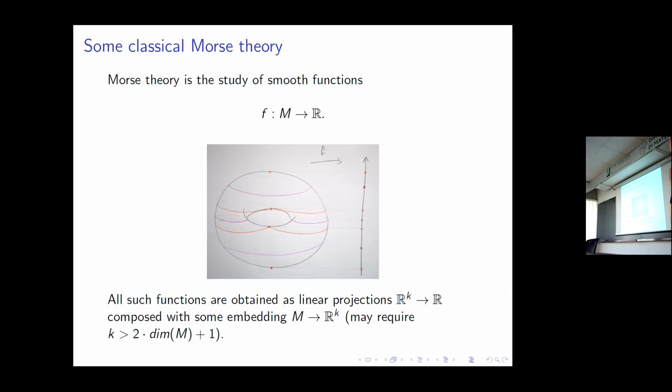Morse theory itself, classical Morse theory, is a study of functions from a manifold to the real numbers. Typically you have nice pictures like this, where here's the real numbers, and your manifold in this picture is sitting in Euclidean space, and you're taking orthogonal projection onto an axis. Generally speaking, all functions are obtained by embedding your manifold in some maybe high-dimensional Euclidean space and taking an orthogonal projection onto a real line.